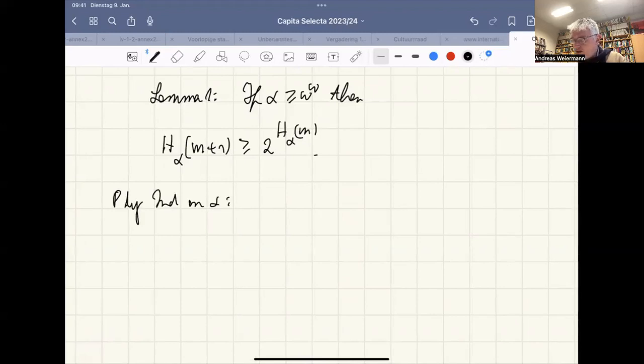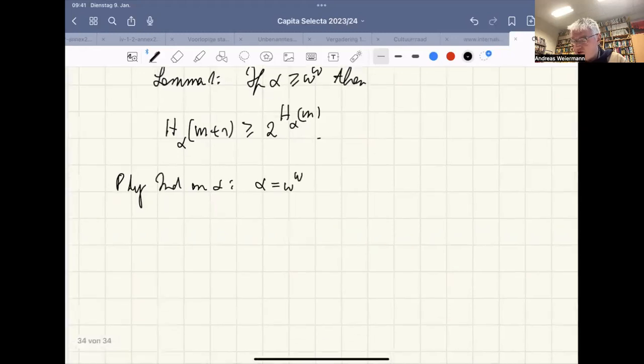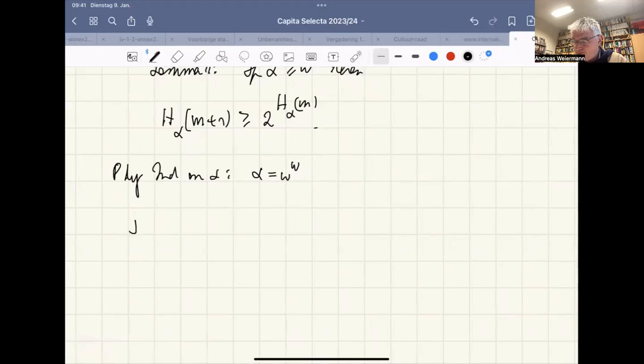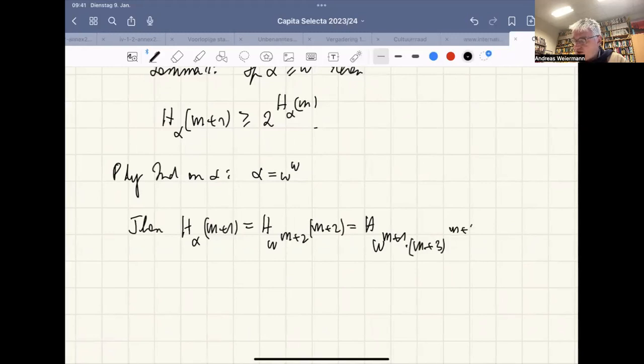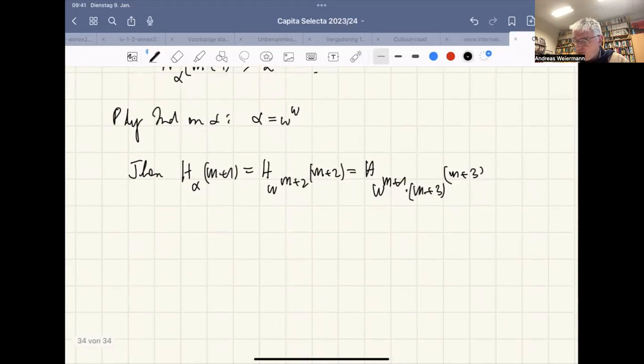Well, the induction step is easy, but the induction start is somehow interesting. So we start induction with alpha equal to omega to the omega. And then obtain the following. H alpha of m plus 1 is h omega to the m plus 2 of m plus 2, which is the same as h omega to the m plus 1 times m plus 3 of m plus 3. On the other hand, this is the same as h omega to the m plus 1, m plus 3 times iterated applied to m plus 3.